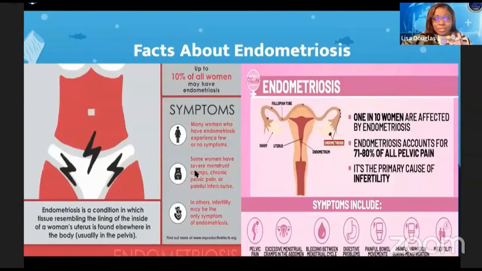Facts about endometriosis. Up to 10% of all women may have it. The symptoms: many women who have it experience few or no symptoms at first. Some women have severe menstrual cramps, chronic pelvic pain, or pain during intimacy. In others, infertility may be the only symptom of endometriosis.